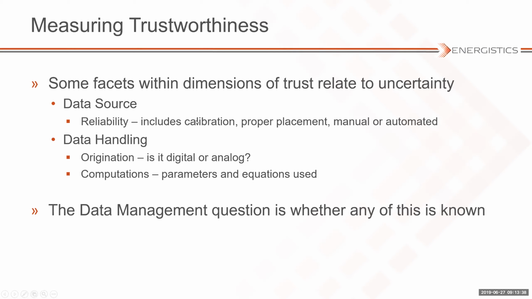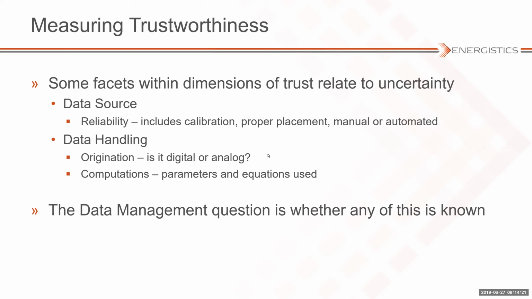In the second dimension, the data handling dimension, there were two facets: the origination and computations. So the origination, the key point, is it a digital reading or an analog reading? And we'll talk about why that's important in terms of uncertainty. And finally, if it's computed data, does the user of the data actually know what equations or techniques were used to calculate something? And within those algorithms, does the user have access to know which parameters were used in those equations?